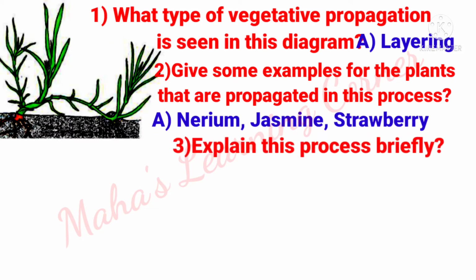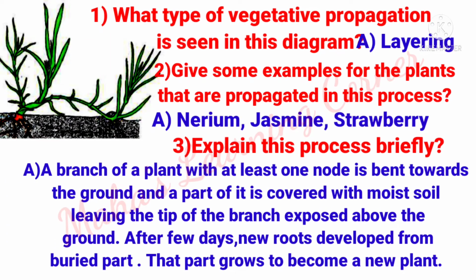Explain this process briefly. Correct answer, a branch of a plant with at least one node is bent towards the ground and a part of it is covered with moist soil, leaving the tip of the branch exposed above the ground. After a few days, new roots develop from the buried part. That part grows to become a new plant.